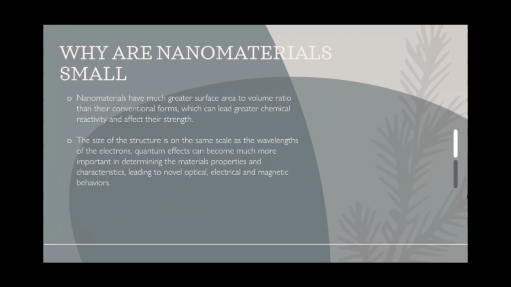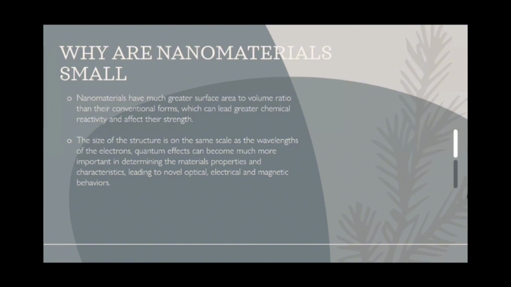There are a lot of reasons why nanomaterials are small. Firstly, the smaller an object is, the larger its surface area per unit of volume. So nanomaterials have a higher proportion of surface particles that are less stable than their conventional forms, making the object more reactive chemically.